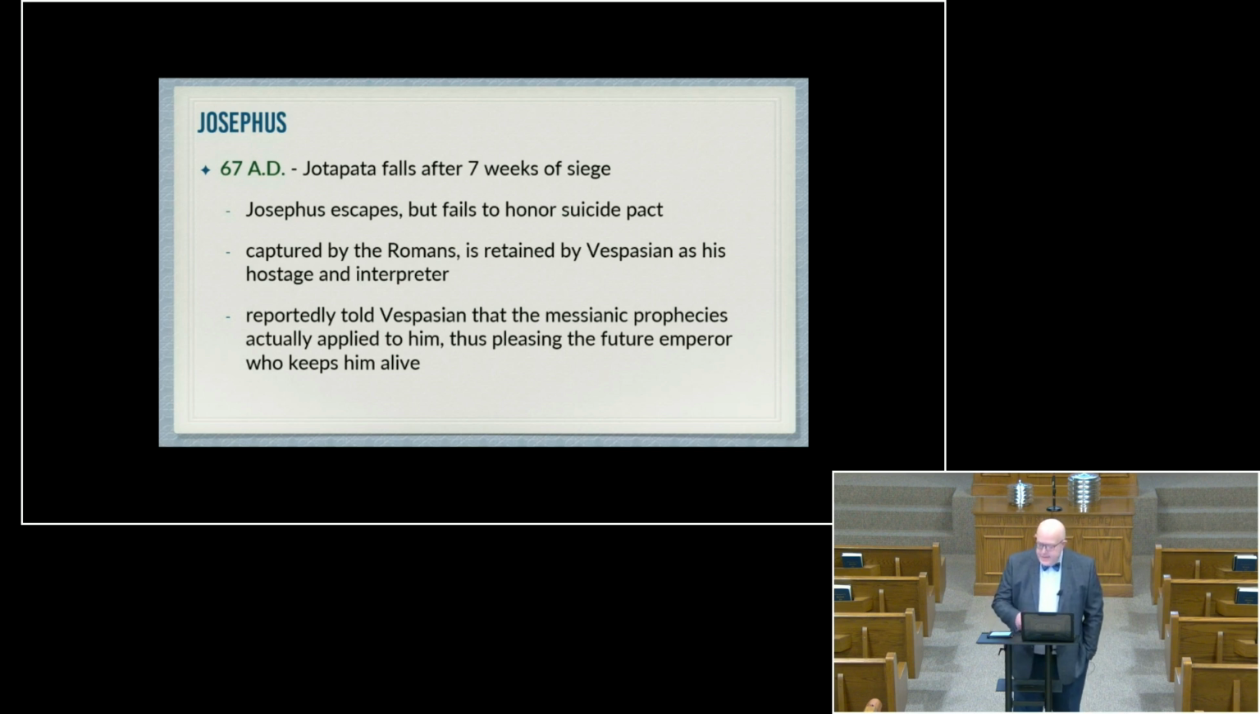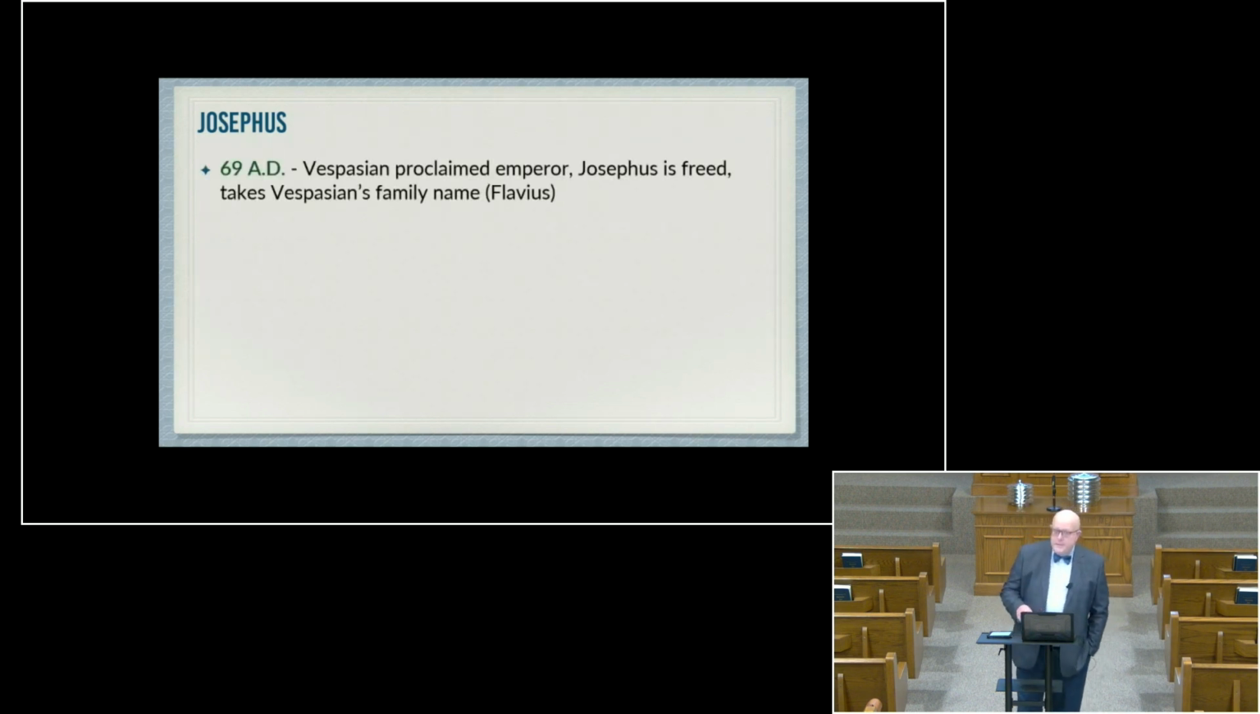Well, in 69 AD, Josephus is chosen very well, strictly from a human standpoint, he has. Because in 69 AD, Vespasian is proclaimed emperor. Josephus is freed. You're no longer my hostage. Hey, look, I'm the emperor now. Maybe that messianic prophecy thing was all right. And he ends up taking Vespasian's family name, which is Flavius. And so usually we know Josephus as Flavius Josephus, okay, because he takes that Roman name in honor of Vespasian's family.